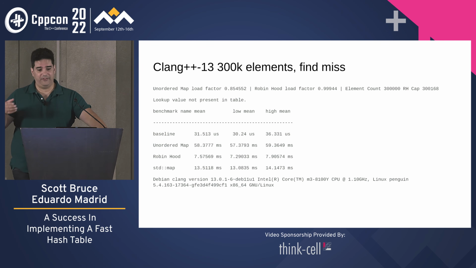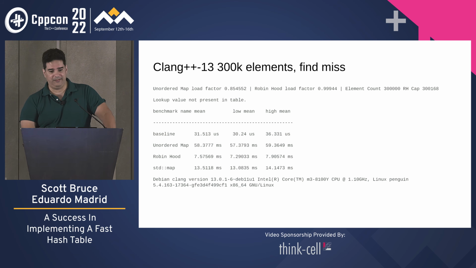Now, if we have all misses, by the way, please make note of the times. Unordered map is 91 milliseconds, and Robin Hood is 6.5 milliseconds. And unordered map gets better when it cannot find the elements, and our implementation gets more or less the same range of performance. The difference in performance is almost an order of magnitude.